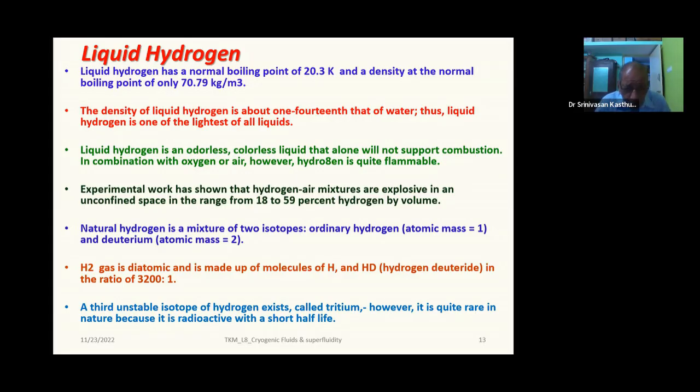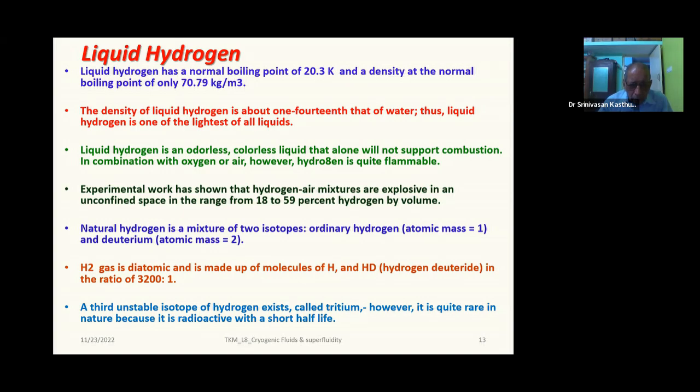Hydrogen is actually diatomic. Okay, that means it exists as a molecule. That is, 2 atoms of hydrogen are always present together. So the single atom of hydrogen is called the nascent hydrogen. So not only is it a diatomic molecule, it is made up of molecules like hydrogen, H2, and hydrogen deuteride, HD, and they are in the ratio of 3200 to 1. So that means the hydrogen molecules are much larger in number than hydrogen deuteride.